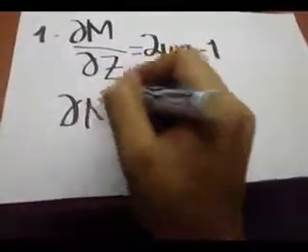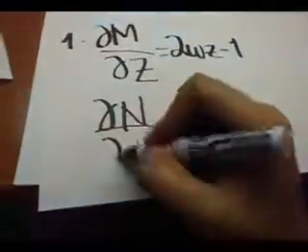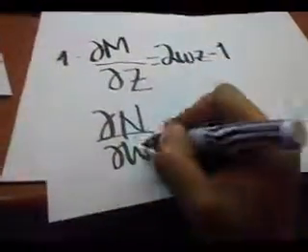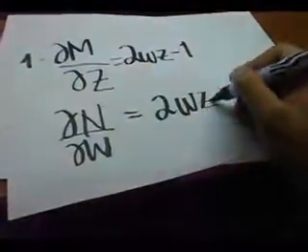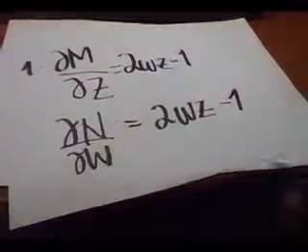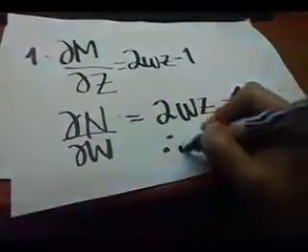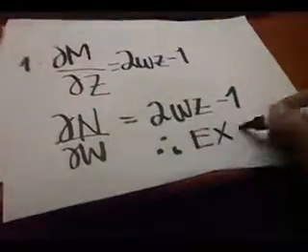On the other side, we have N, where N is in terms of z. So we take its derivative now in terms of w. It's also equal to 2wz minus 1. What does this mean? It just easily means that these two equations are exact.